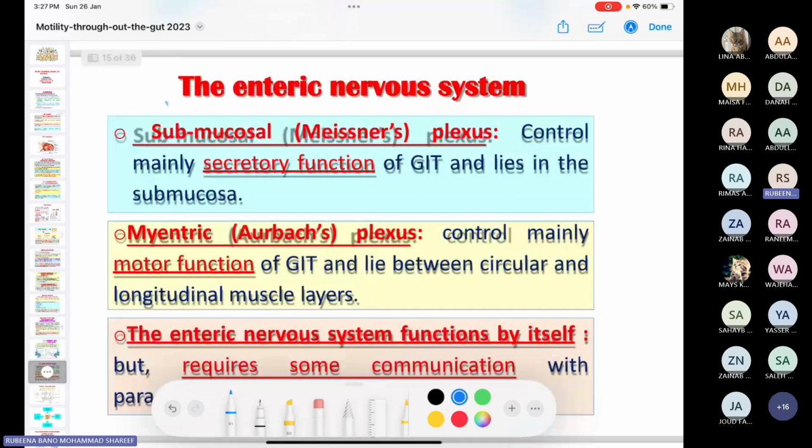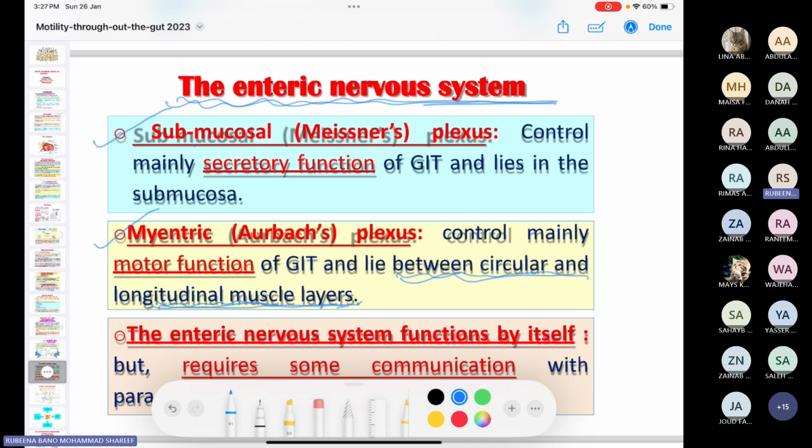Now, this is very important, the enteric nervous system, okay? In the previous slide, I discussed the submucosal plexus and the myenteric plexus, right? The submucosal plexus is present in the submucosal layer, and the myenteric plexus is present between the circular and longitudinal muscle layers. One can ask you the function of the submucosal plexus.